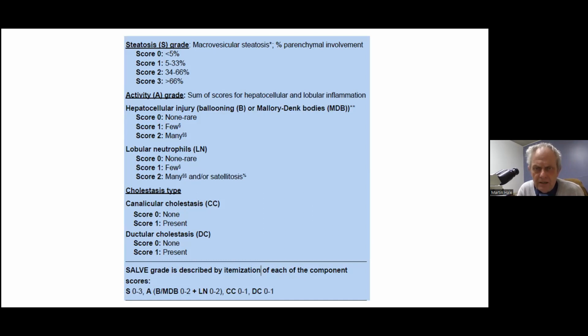So for large droplet steatosis, we assess the parenchymal involvement and divide that as to whether it's less than 5%, 5 to 33%, 34 to 66%, and above 66%.